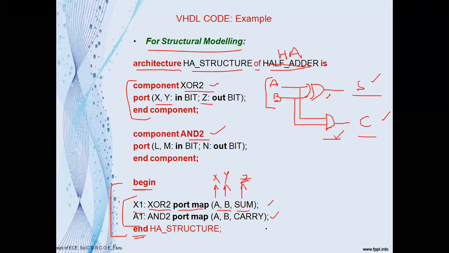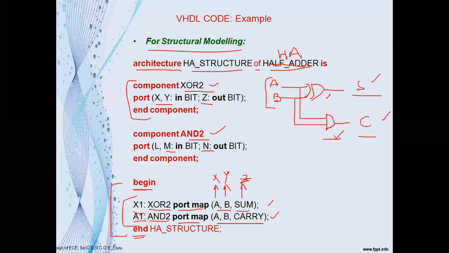Do you get this point? Component instantiation. And how can we do the port map for the AND gate? Take the component name and do the port map. Using the port map keyword, you are mapping the signals A and B, comma, carry. Which means A is mapped with L, B is mapped with M, and the carry is mapped with N. So this is how the system behavior is described at the structural level of modeling.